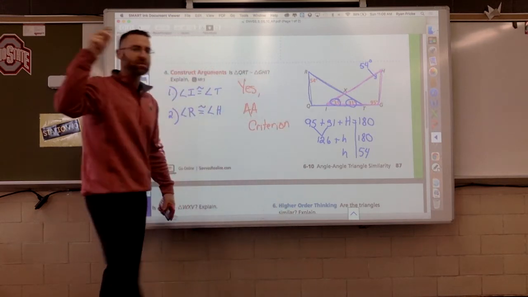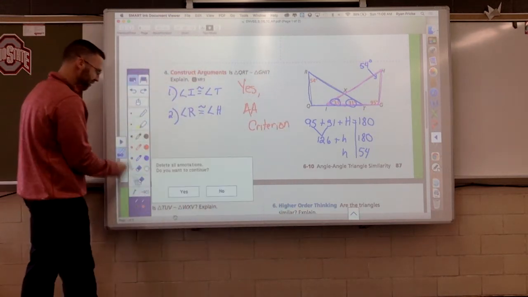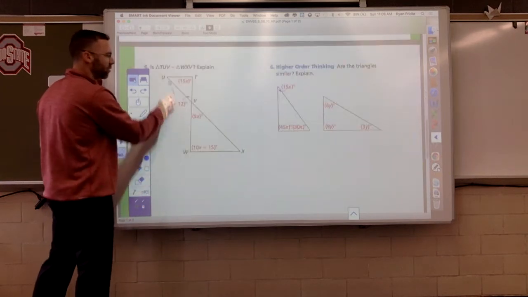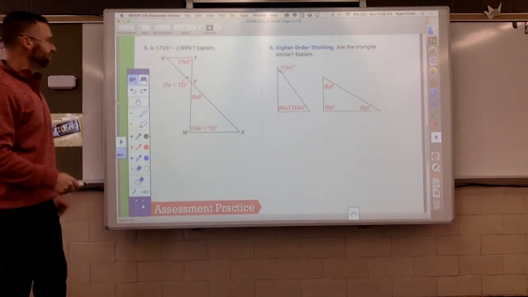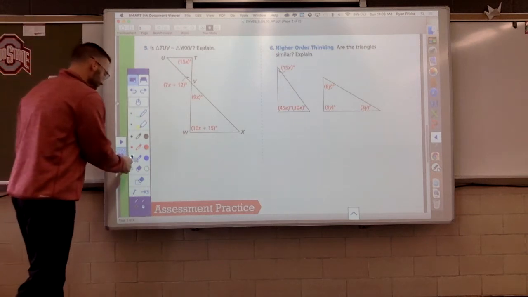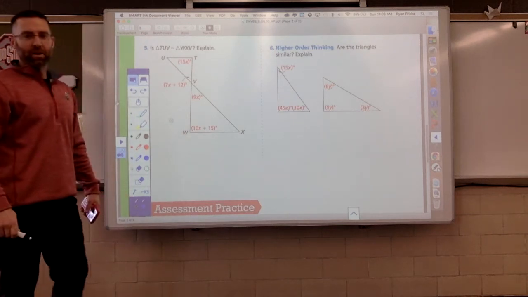Two pairs of angles that are congruent. Bingo, let's flip over to the back. Page 70 now in your packet. Are these two triangles similar? Well, making us work a little bit harder this time.